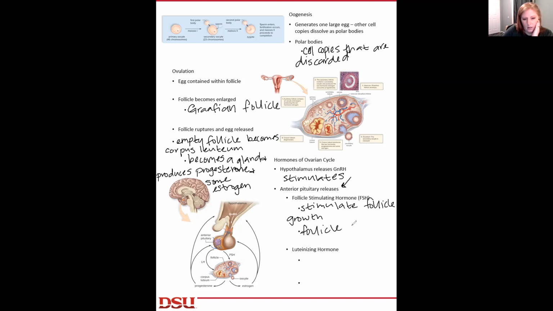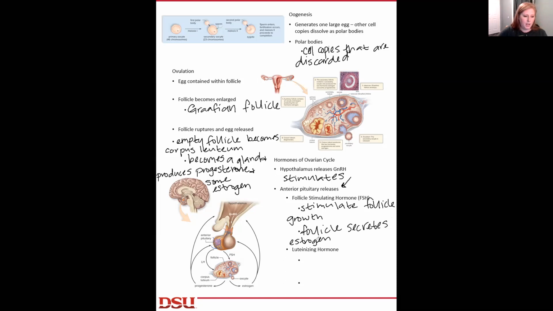Follicle secretes estrogen. Okay. Hypothalamus, gonadotropin releasing hormone. That hormone acts on the anterior pituitary, causing it to release follicle stimulating hormone, which will allow the follicle to grow. And then also, because the follicle develops, the follicle releases the estrogen.